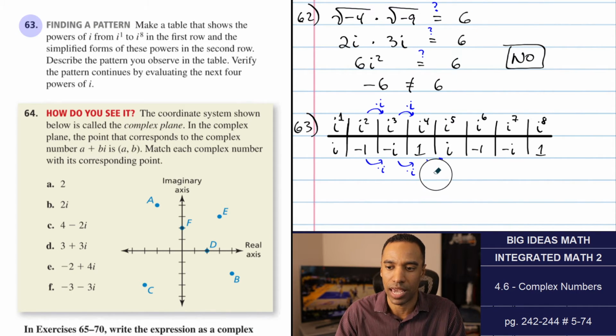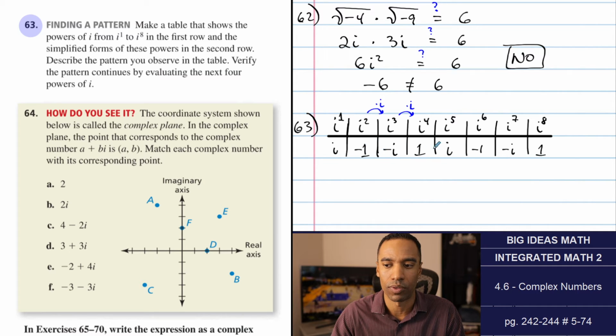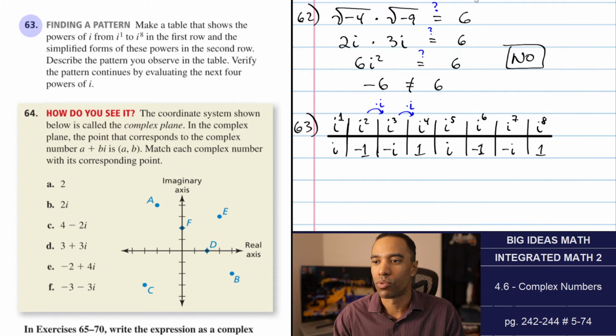The thing I could have done for i to the 4th is i squared times i squared. I squared times i squared is negative 1 times negative 1, which is also positive 1. We would get that same thing from it. I don't want my ones to look different, so I'll put them like that. Okay, so there is that pattern.